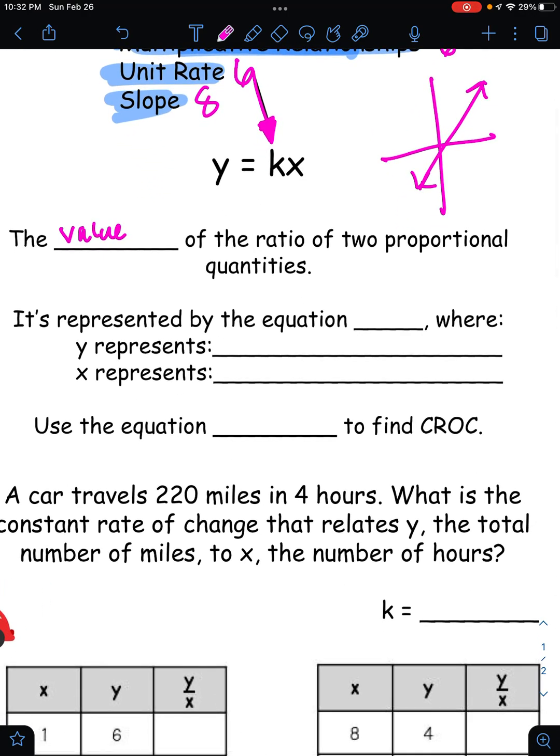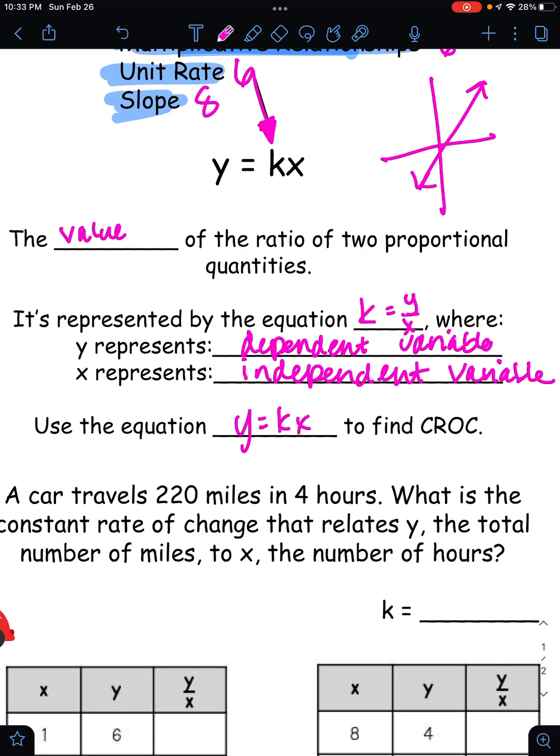It's represented by the equation k equals y over x, and this will make a lot more sense here in a little bit, where y represents your dependent variable and your x represents the independent variable, which is what we learned about yesterday. Okay, you use the equation y equals kx to find constant rate of change. So k equals y over x is pretty much, if you're just looking for k, you just do y divided by x. Obviously, we put it in this format, y equals kx. Y'all already seen this before, okay?